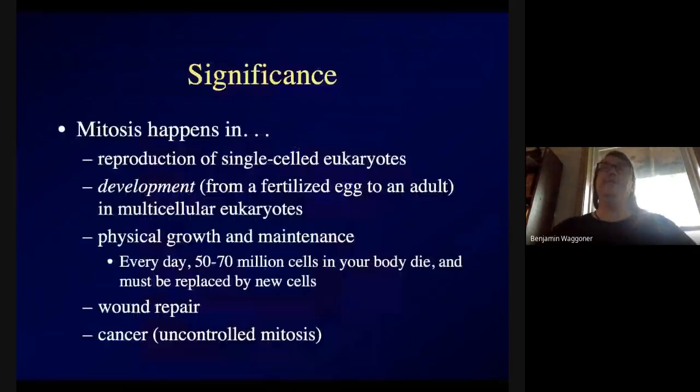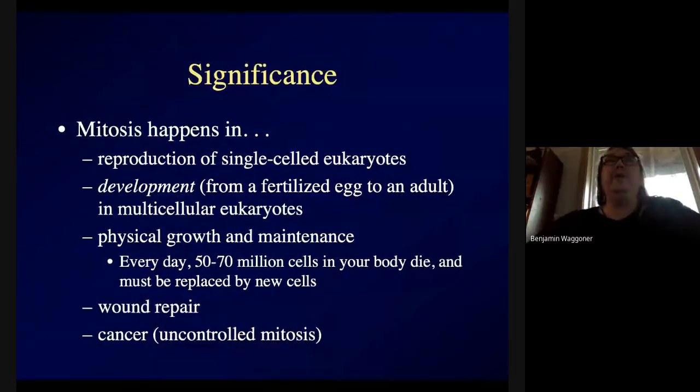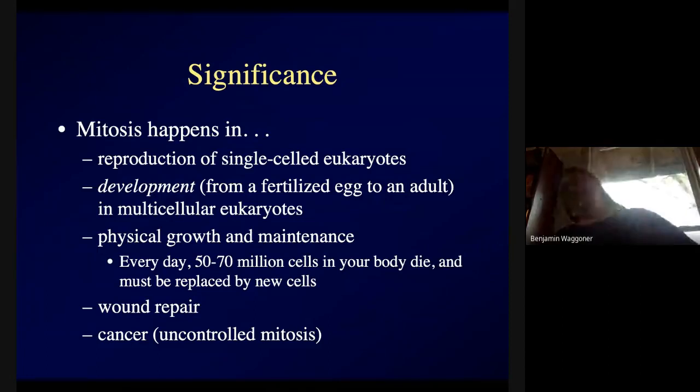Why does this matter? Well, mitosis is the way that single-celled eukaryotes reproduce. So all of your single-celled protists reproduce by mitosis. It's also the way that development happens. And when we're talking about development, we mean development from a fertilized egg to an adult.